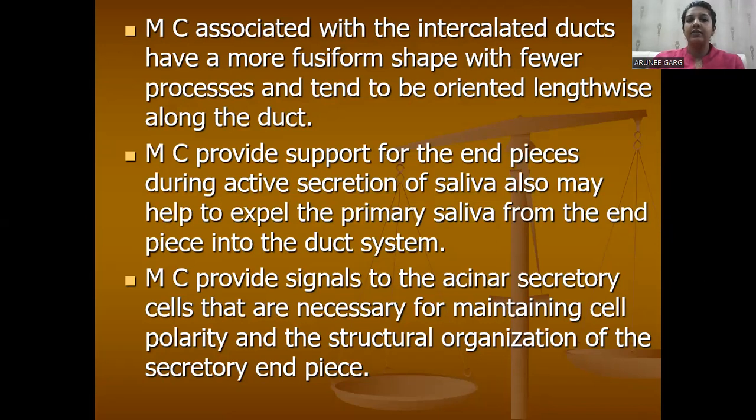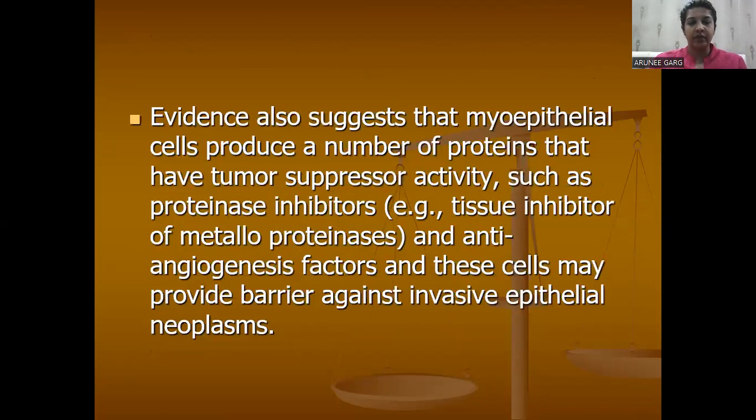The myoepithelial cell provides support for the end pieces during the active secretion of the saliva and also may help to expel the primary saliva from the end piece into the ductal system. When they contract, the saliva from the end pieces goes into the intercalated duct. Myoepithelial cells provide signals to the acinar secretory cells that are necessary for maintaining cell polarity and the structural organization of the secretory end piece.